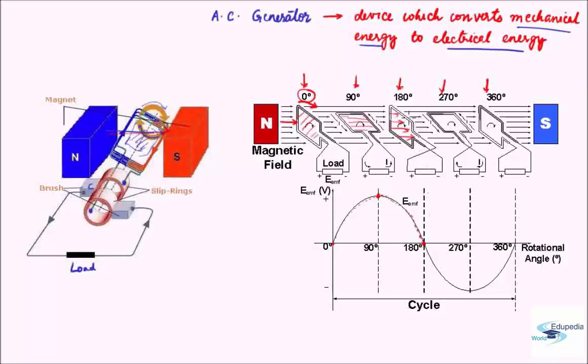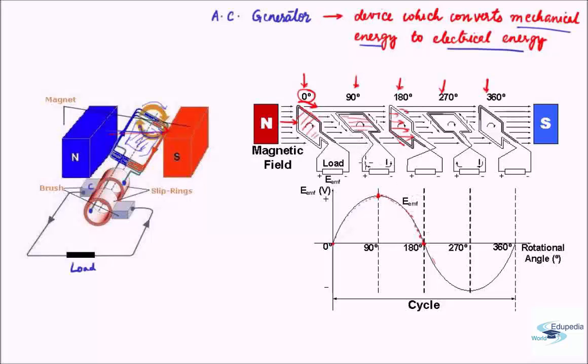Now we start to rotate it further from 180 degrees, and since the direction of this has changed, initially it was here and now it is here, any further rotation will lead to an increase in EMF but of opposite sense. So if this was positive EMF, here we will have negative EMF. In other words, what this means is that the direction of current will reverse.